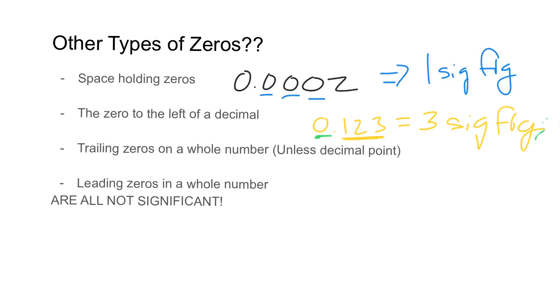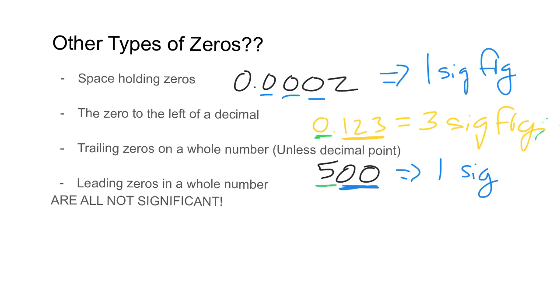If I have trailing zeros on a whole number, those 2 zeros there do not tell me anything, and so these 2 are not significant. This 5 is non-zero, and so that is significant. And so this number here would only have 1 sig fig.